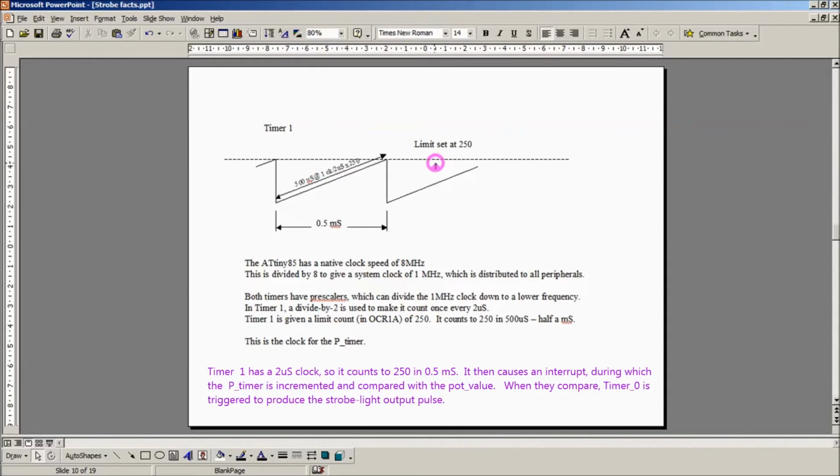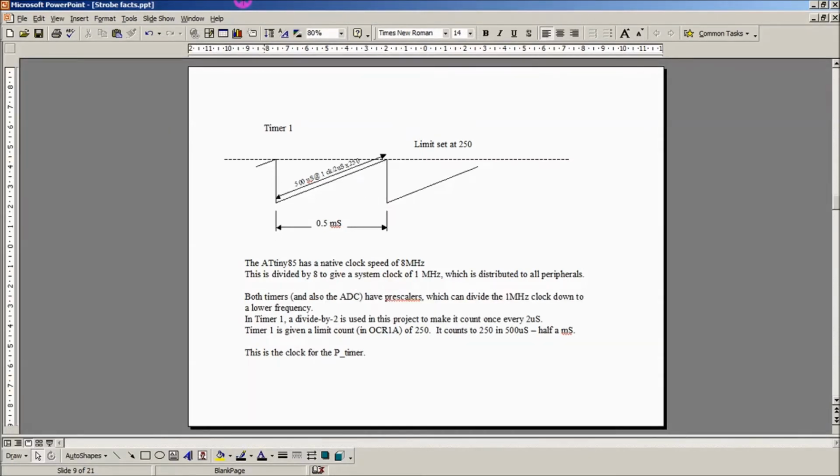That's this line here. That's a limit set at 250. So the counter counts up to 250, and then it is set so that it will reset itself. You can do all sorts of things with the internal timers, which you already know if you followed the previous course on assembly programming on the ATtiny85. Timer 1 is set so that it will increment up to a value in its output compare register, which in this case is the value given it by the ADC, and at that point it will reset, and at the same time trigger timer 2, which will give the duration of the light pulse.